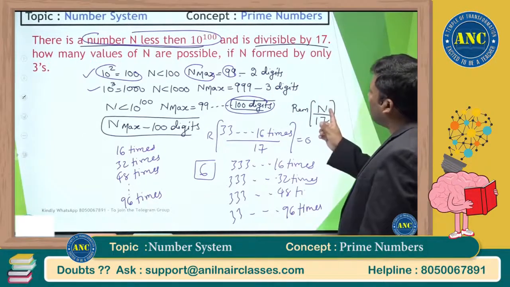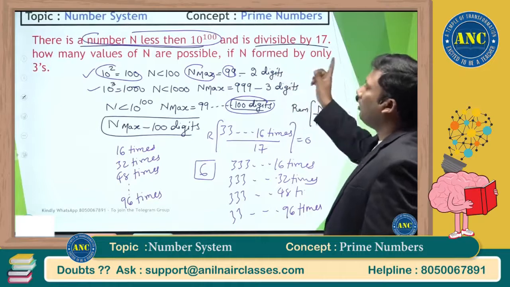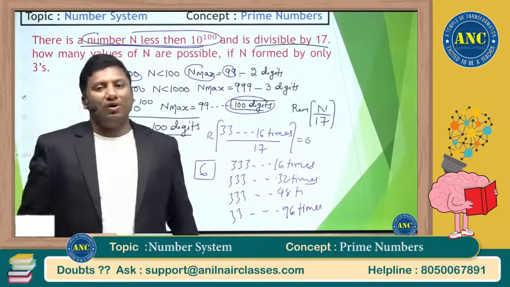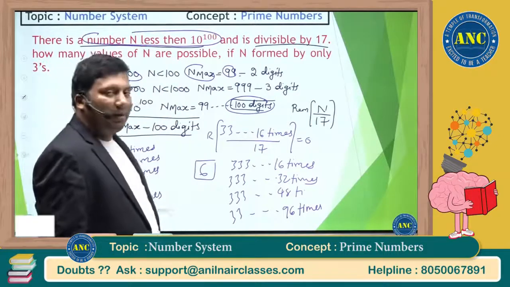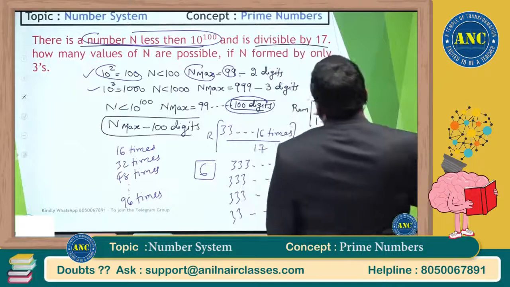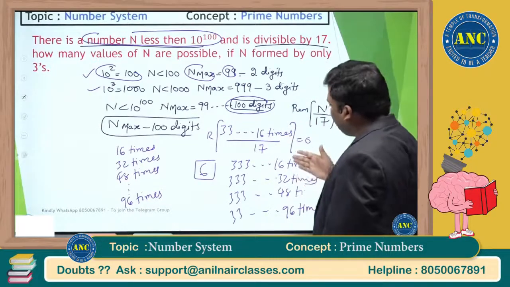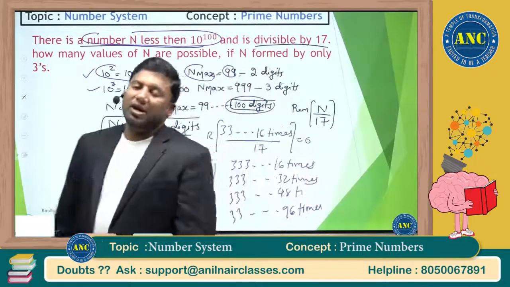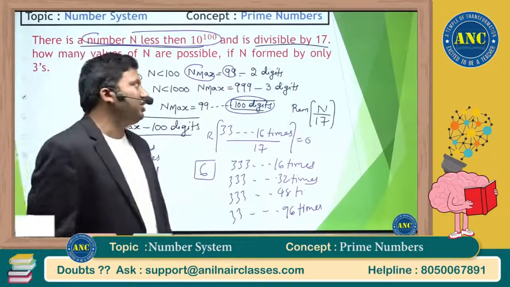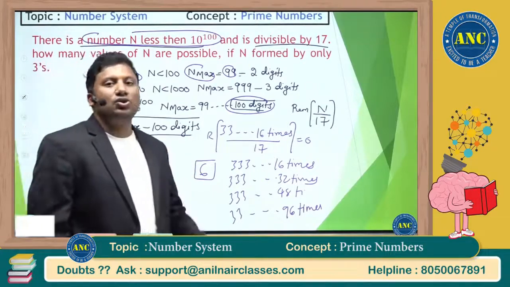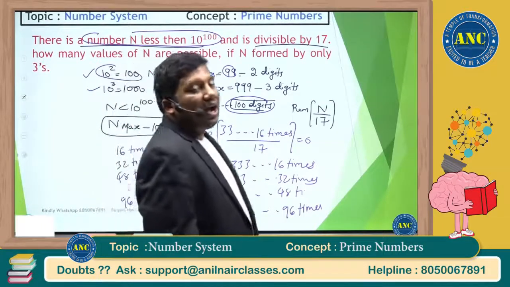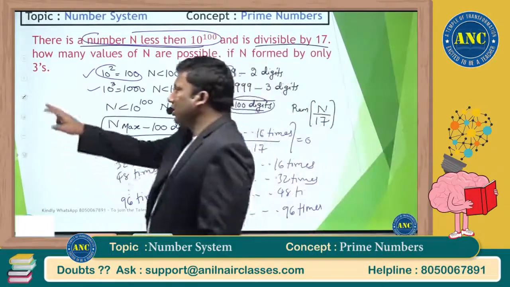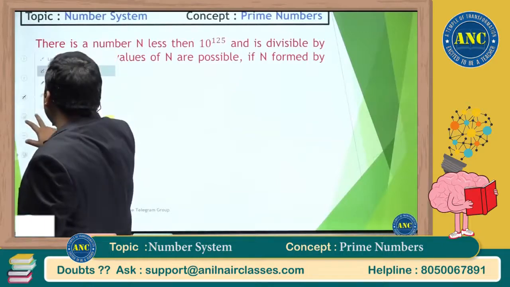And the number is divisible by 17. The number is formed by only 3's. Any non-zero digit written p minus 1 times is always divisible by p if p is a prime number. So 16 times it is divisible, 32 times it is divisible, 16 times 6, that is 96 times, it is divisible. Beyond 96 you should not take, because it will result in 102 digits. I hope the idea is clear. The answer for this question is 6.